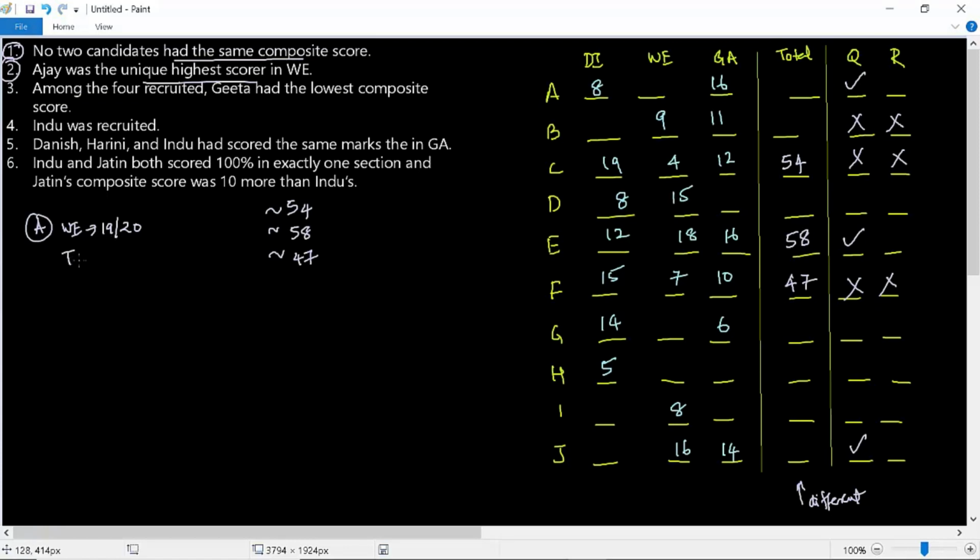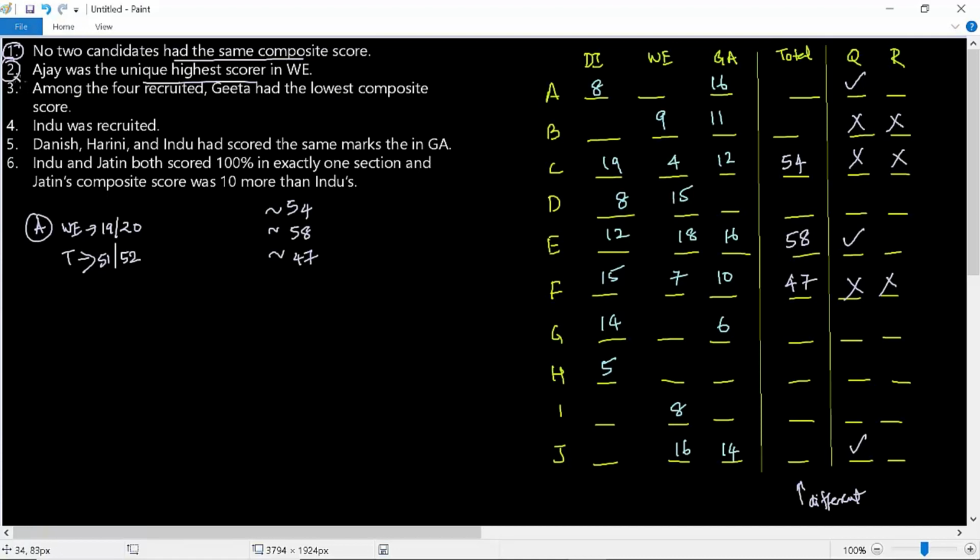Now let's look at his total score. We have 8, double of 8 is 16. 16 plus 16 is 32. So if it is 19, that will be 51. If it is 20, it will be 52. The total score of Ajay can be either 51 or 52. Let's leave it at that and wait for other inferences to draw.